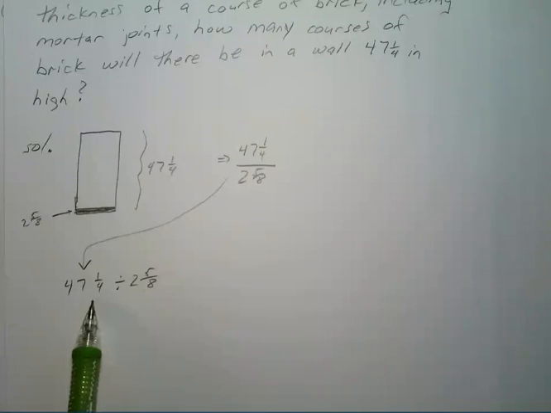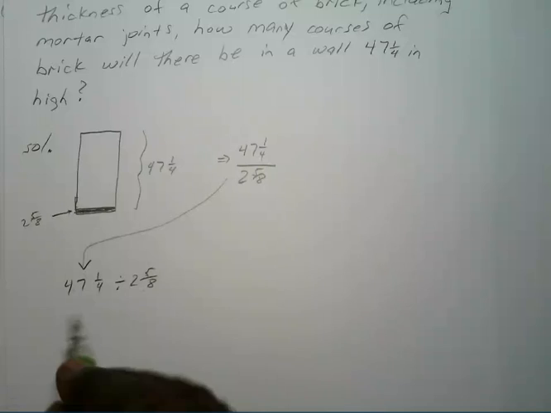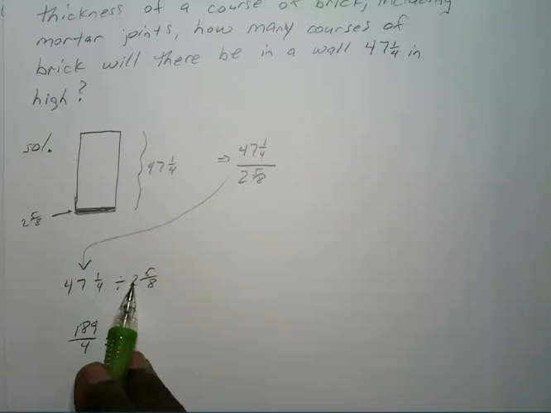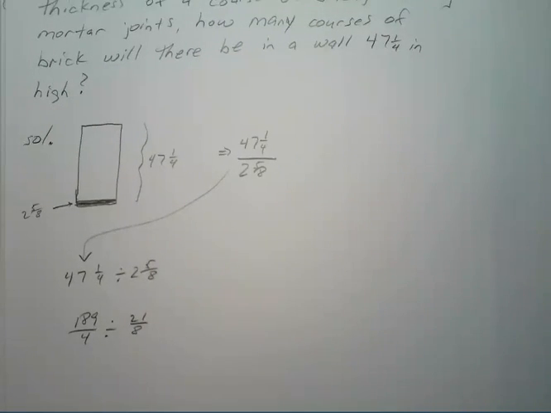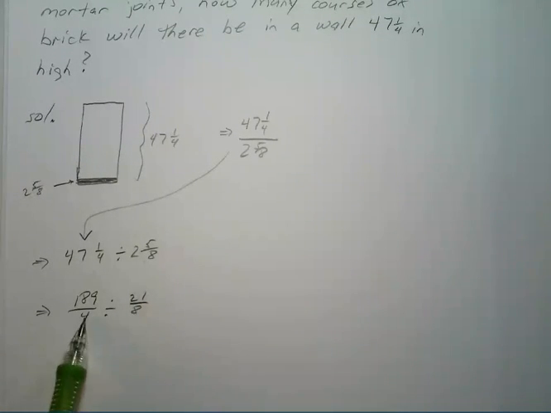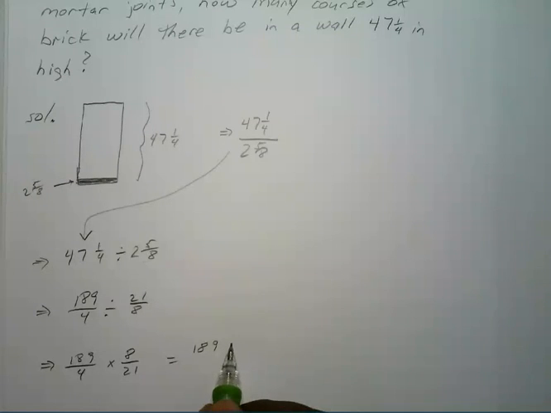All right, so we're going to go ahead and convert both of those to improper fractions. So 4 times 47 is 188, plus 1 is 189. So we have 189 over 4. Divided by 8 times 2 is 16, plus 5 is 21, 21 over 8. Okay, so now that we have our fractions, we can apply our steps for dividing fractions. We write down our first fraction, 189 over 4. Our division turns to multiplication, then we flip our second fraction. Okay, so we have 189 times 8 over 4 times 21.